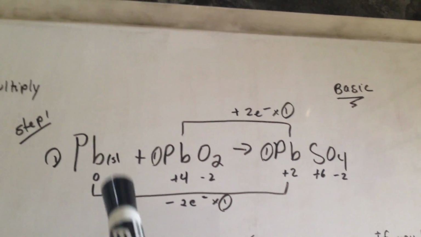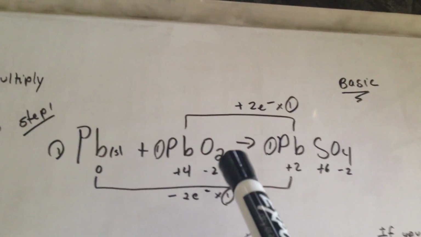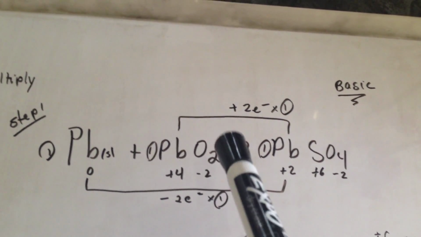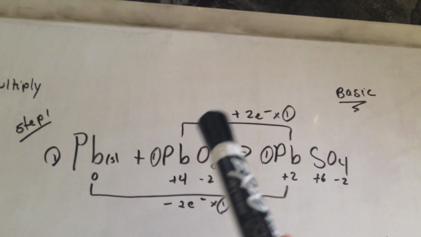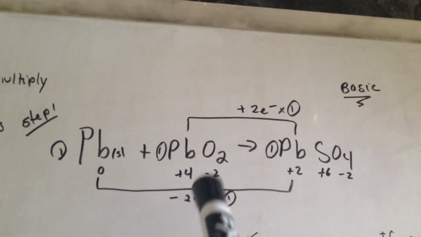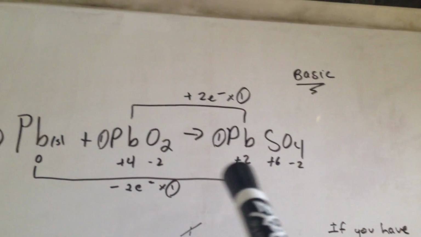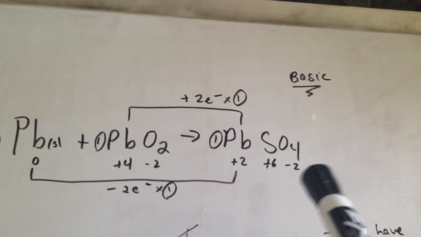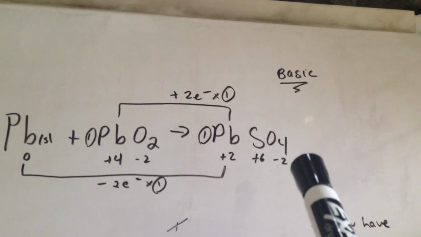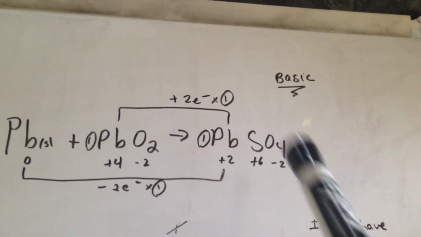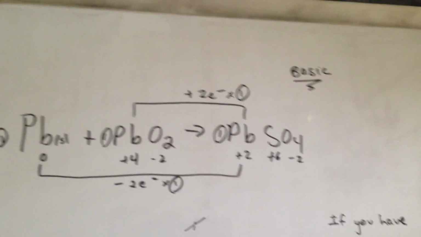So lead, oxidation number is 0. Okay, here, -2 times 2 is -4, so this is a 0 charge, so we need +4. Here, sulfate is -2, therefore this has to be +2. This is -2, -2 times 4 is -8. This has an overall charge of -2, so we need +6.